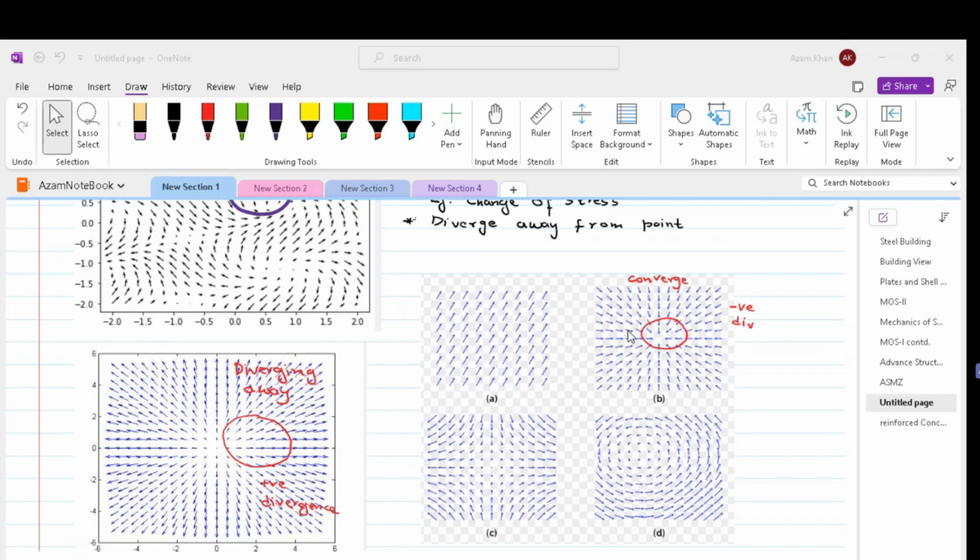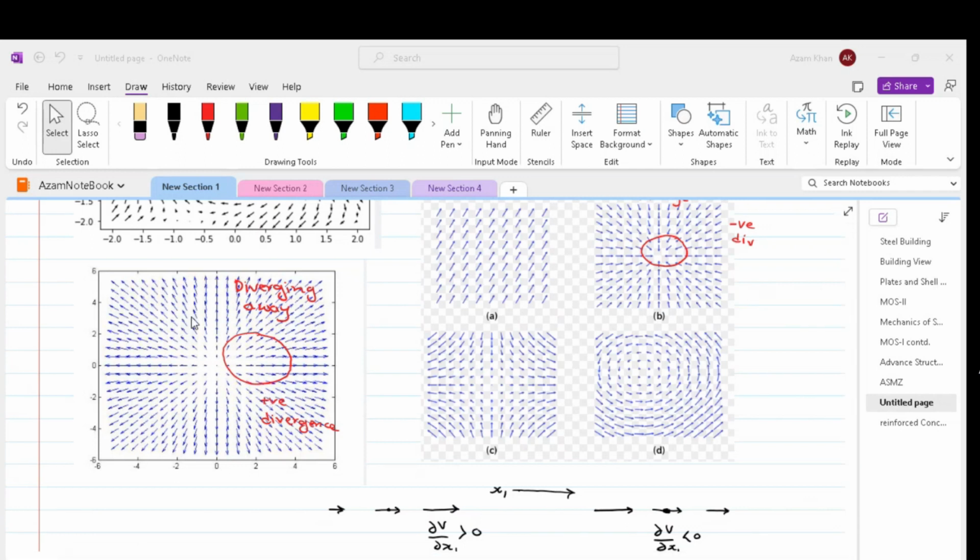In this vector field, we have a typical scenario of convergence where all the vectors are meeting at one point. So within our reference region, we have inflow but no outflow. As we said, divergence is outflow minus inflow. That makes our divergence negative in this case. Whereas in the scenario where we have the vectors diverging away, the case is of positive divergence.